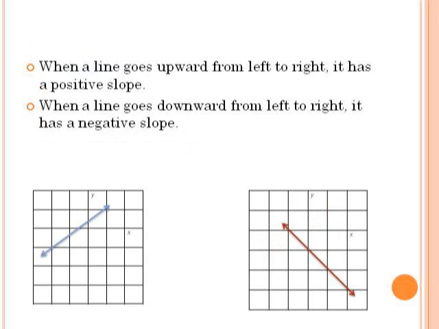When a line goes upward from the left to the right, we call that a positive slope. So this blue line is an example of that. From the left to the right, it goes up. So that's a positive slope. If a line starts from the left and goes down to the right, that is called a negative slope. And we're always talking about the slope from left to right.